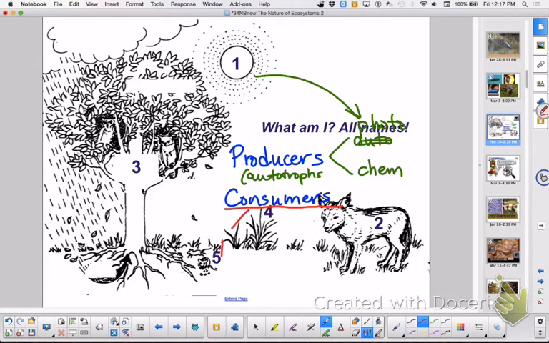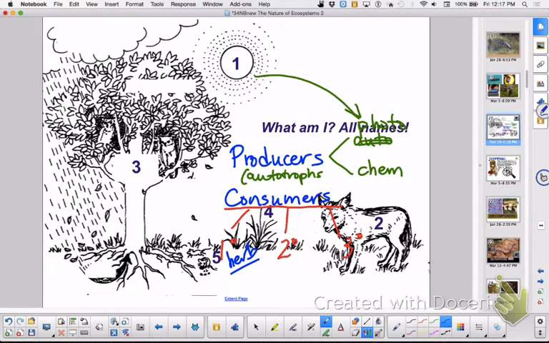Okay, so you said primary, what's another one? Secondary? Tertiary, sure. When you say primary consumer, what are you referring to? An herbivore, good. So you could have an herbivore, and herbivores eat what? Plants. What would a secondary be? It could be a carnivore.